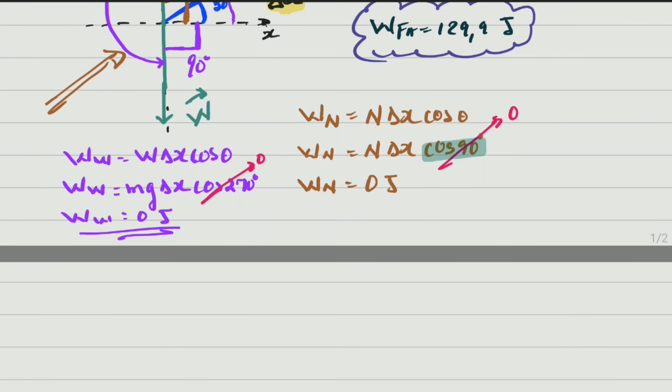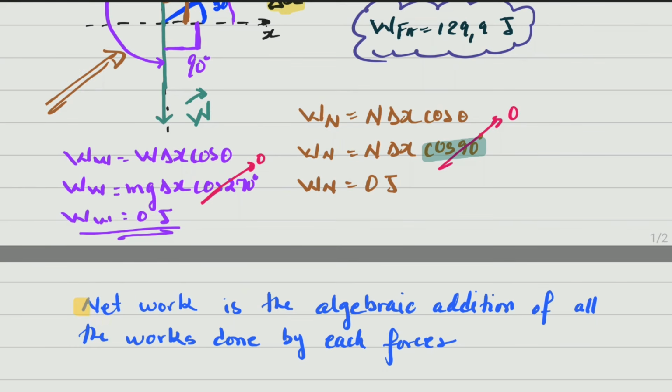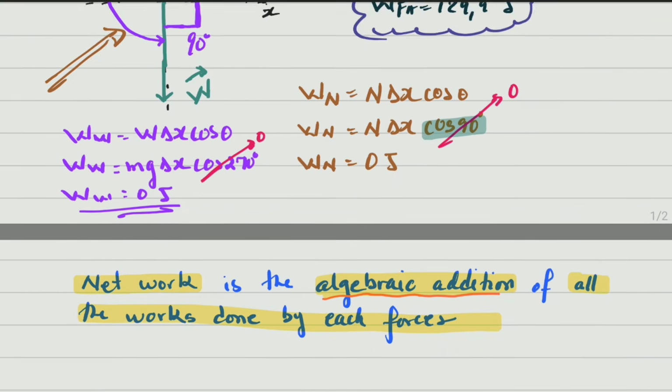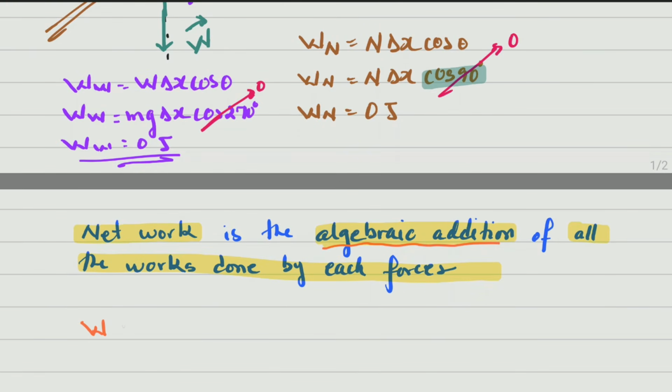Okay, so now net work. So net work, what is net work? Net work will be the algebraic addition of all the work done by each force. It's very, very simple. It is the algebraic addition, so you're going to add. In other words, if you may, we are talking about net work, which can be substituted by total work or resultant work. Let's change that color, net work. Okay, and that will be the addition of work 1 plus work 2 plus work 3 plus all the work, guys. Okay, that is net work.